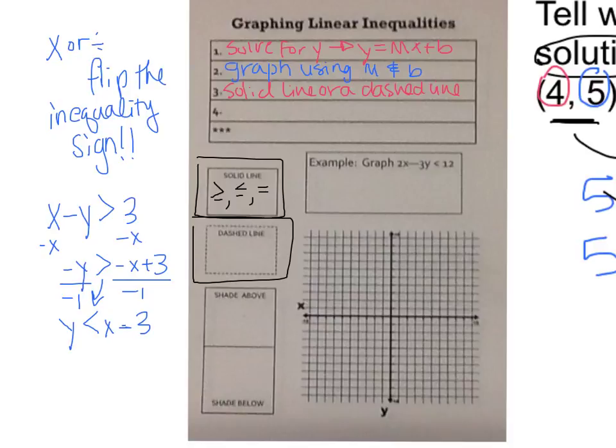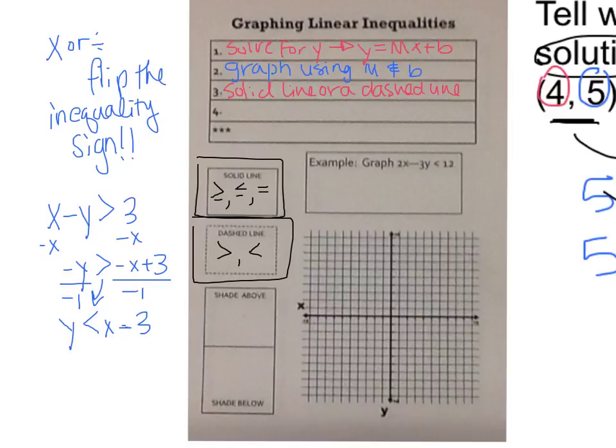If you have a dashed line, you're looking at a greater than sign or a less than sign. Listen to that. I did not say equal to with either of those. So solid line, you have the equal to portion. With the dashed line, it is not equal to anything, okay? It's just a less than or greater than.